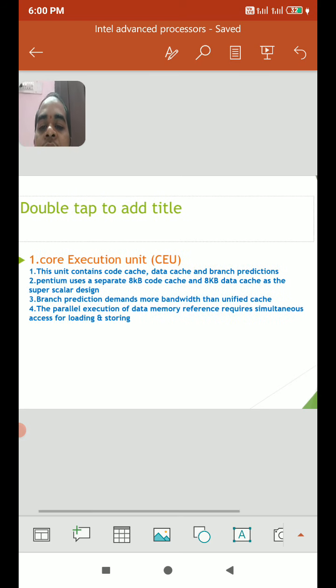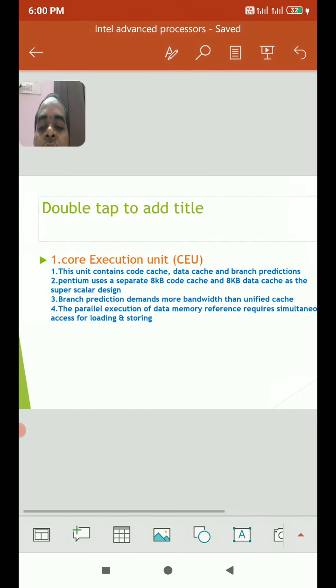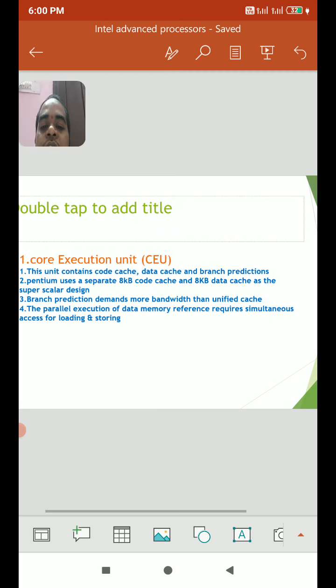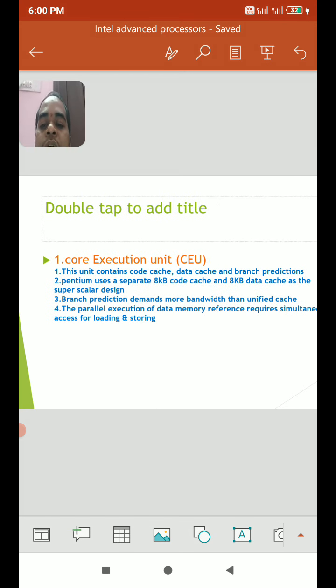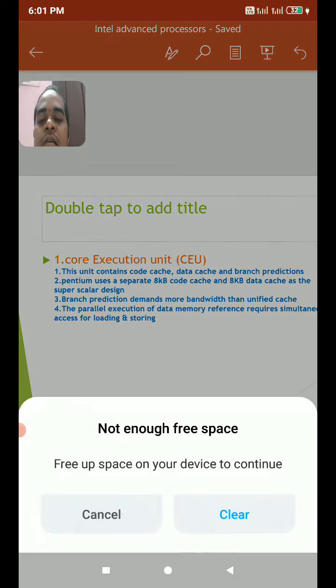The next one is parallel execution of data memory reference, which requires simultaneous access for loading and storing. So we can load and store data simultaneously, which is called parallel execution of data. It is a special feature of the Pentium microprocessor. When we are loading, after that execution is processing and storing happens, that means after execution the result is stored. While the result is being executed, we can load the next bytes of data.